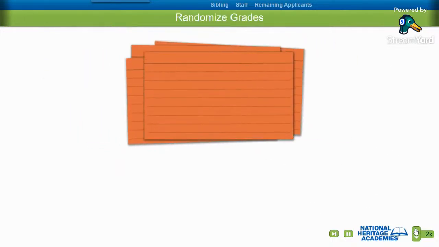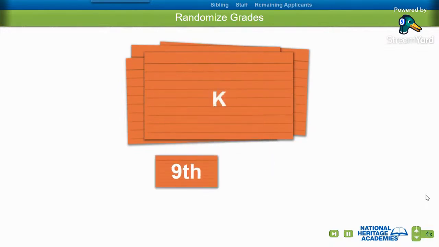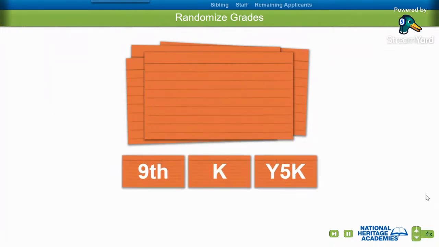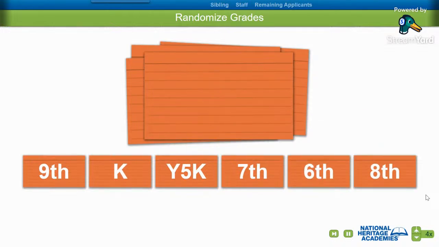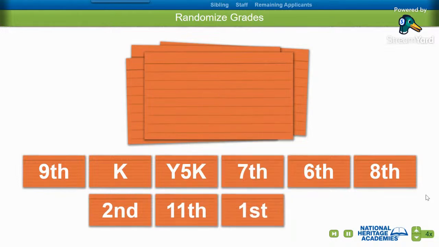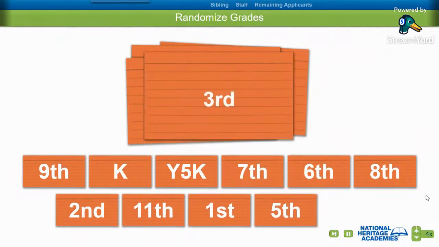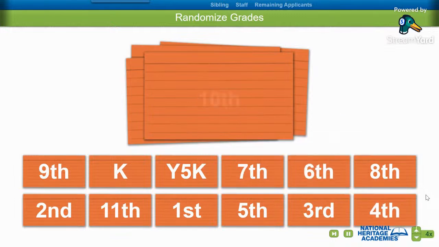Okay, so we'll start by randomly drawing the grade order in which the entire process will follow, starting with 9th grade, then kindergarten, then Young Fives, then 7th, 6th, 8th, 2nd, 11th, 1st, 5th, 3rd, and 4th, and 10th.